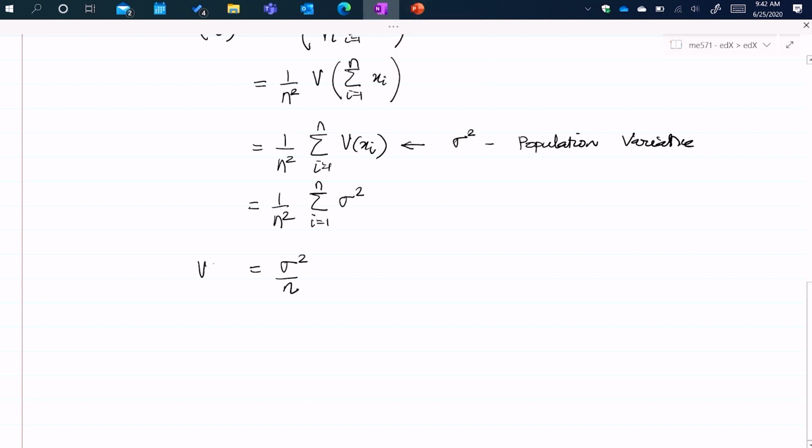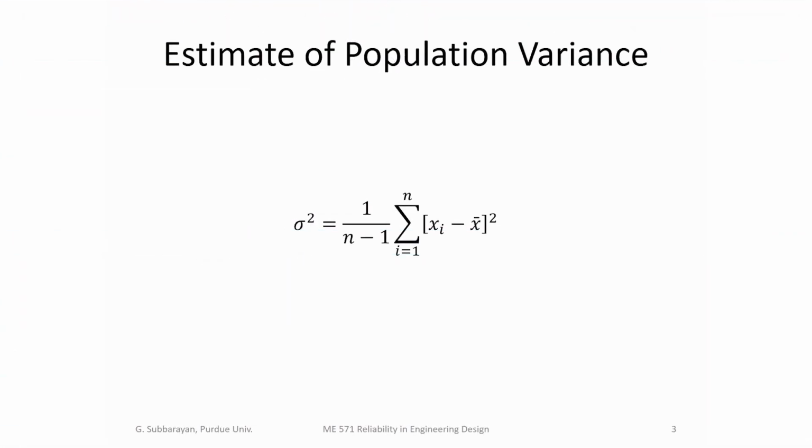This is the variance of x bar, and as we defined, sigma sub x bar is defined as the standard error. Sigma sub x bar is the standard error. And this is an important concept. Let's go on to the next concept.